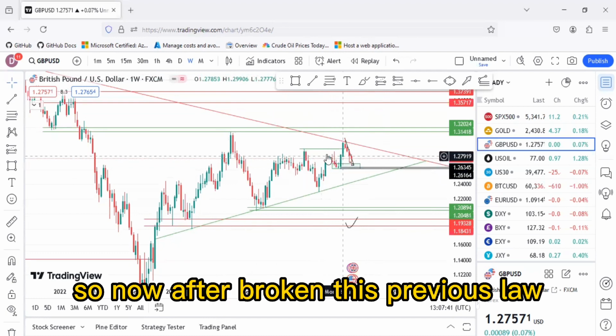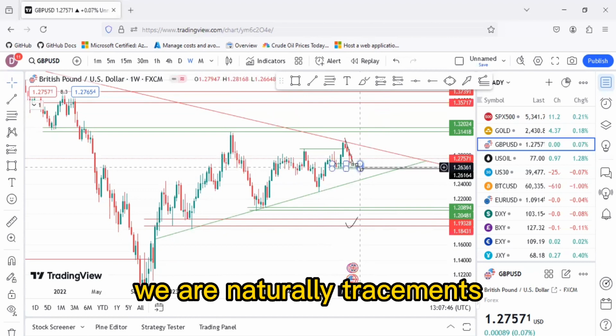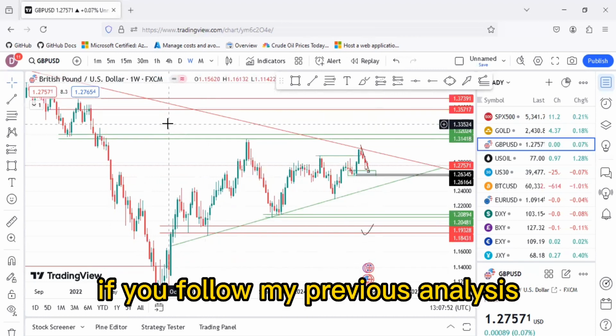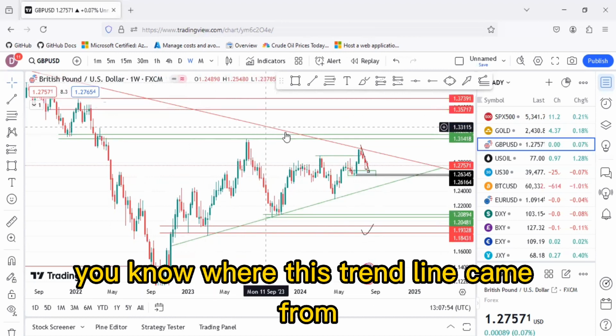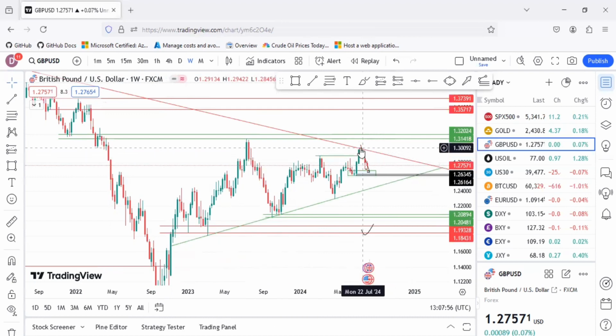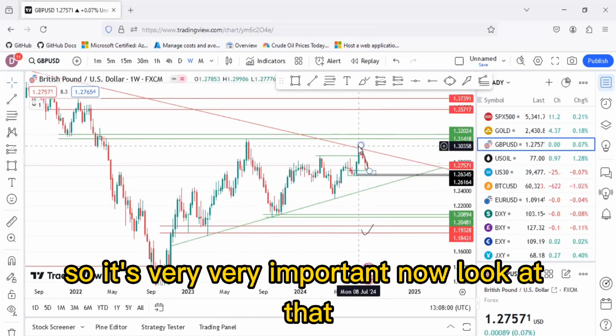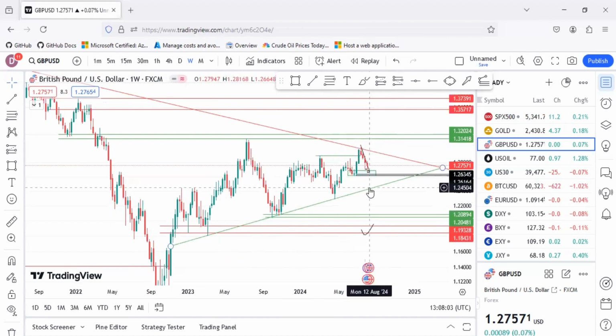So now, after breaking this previous low, we're on a retracement. But if you look at this trend line that I drew here, if you follow my previous analysis, you know where this trend line came from. So this is the touch of this trend line. So it's very, very important that we look at that.